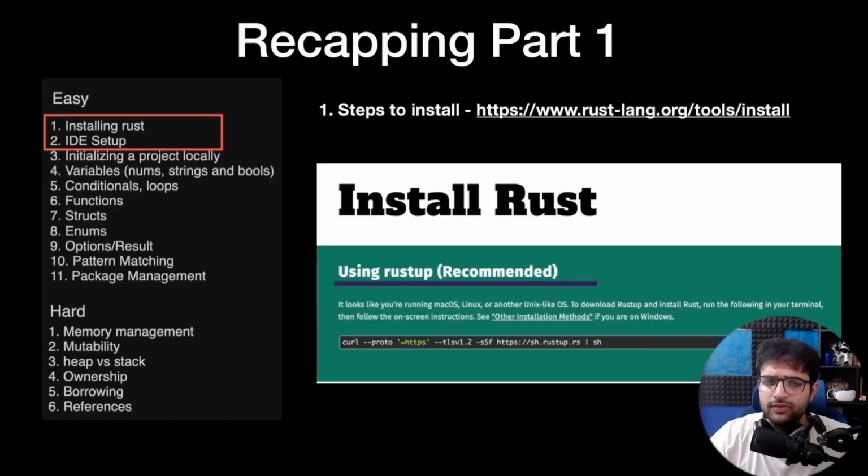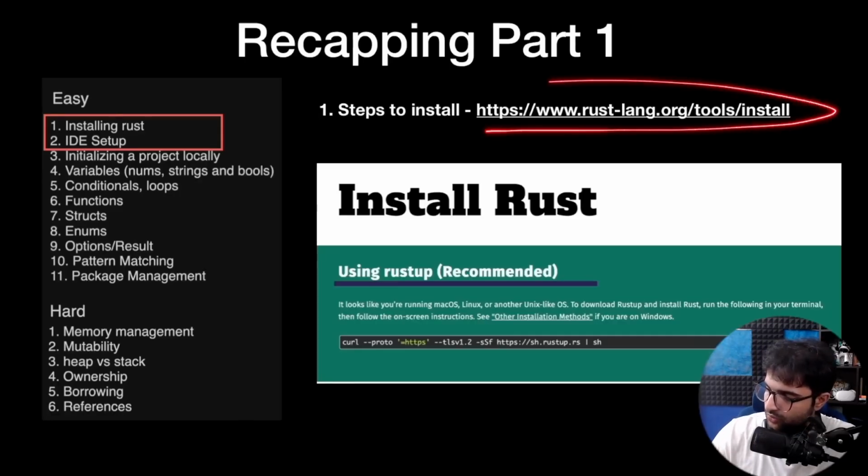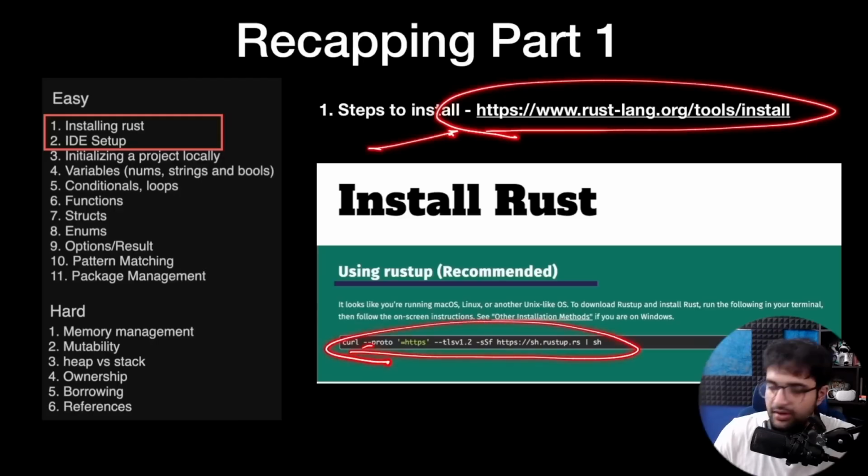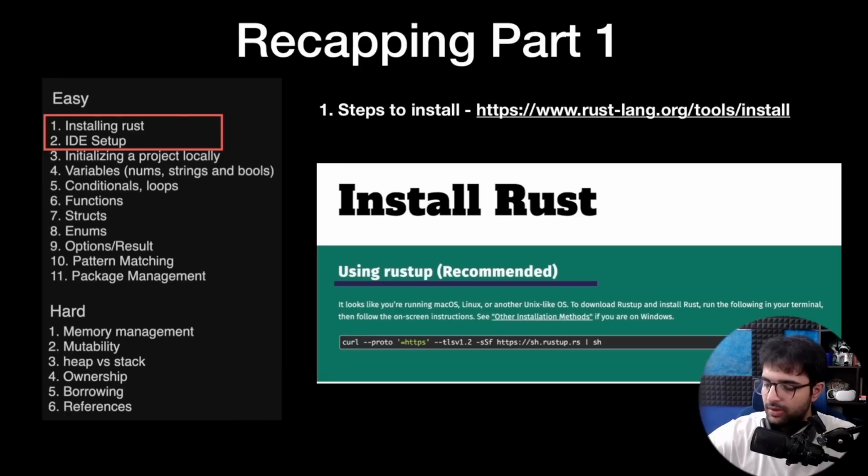To kick things off, you have to first understand how to install Rust on your machine. The easiest thing you can do over here is go to the official page and it will give you a script that you can run on your machine. Once you run the script, Rust should be working. Let me quickly show you what that looks like on my laptop. I already have it installed.